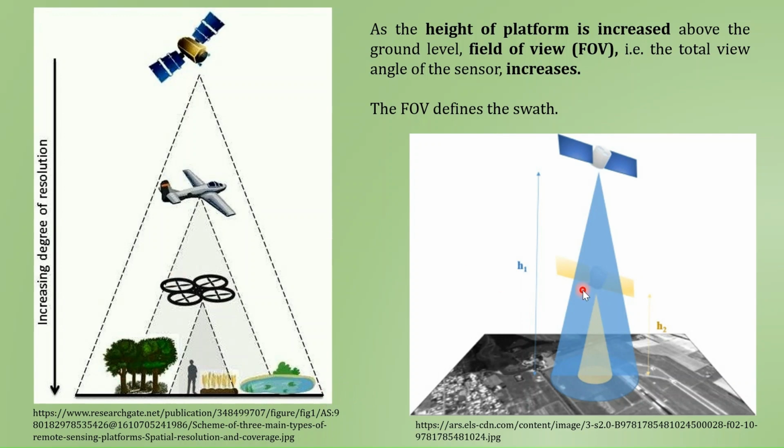Here we also have a second example with two platforms, one shown in yellow and another in blue. We can see that the total field of view is increased in the case of the blue one, which is placed at the height h1, which is more than h2. This field of view is different from the instantaneous field of view because it defines the swath, that is the total distance on the Earth's surface that a particular sensor can capture from a certain height.